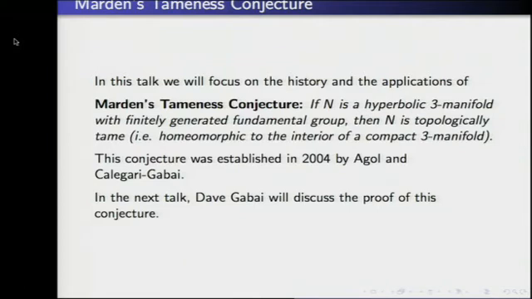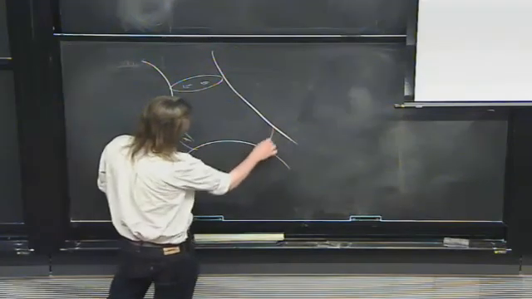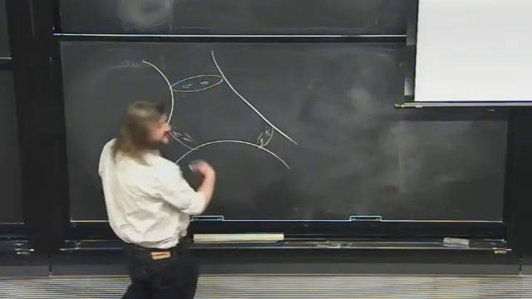I thought about doing an example, but Misha asked me to talk about Hausdorff dimensions, so I'm going to do that instead. A first topological object, which is a replacement for tameness in a lot of settings, is something called the compact core. If you have this hyperbolic three-manifold, then always sitting inside there, it's a theorem of Peter Scott's, that there's some compact submanifold which carries the fundamental group. So the inclusion map is a homotopy equivalence.